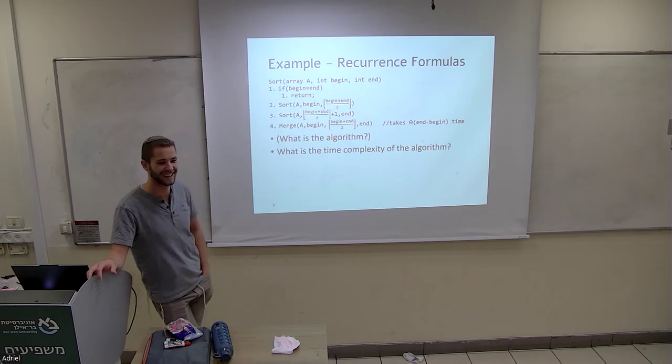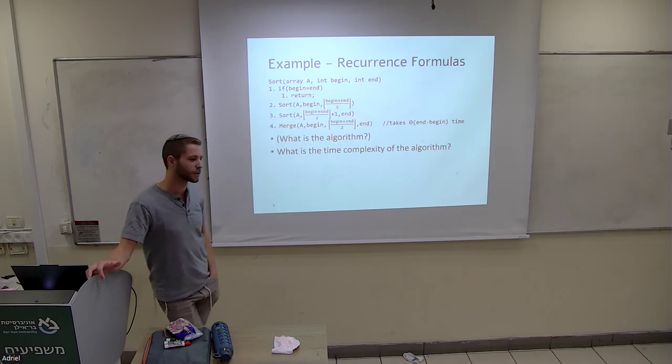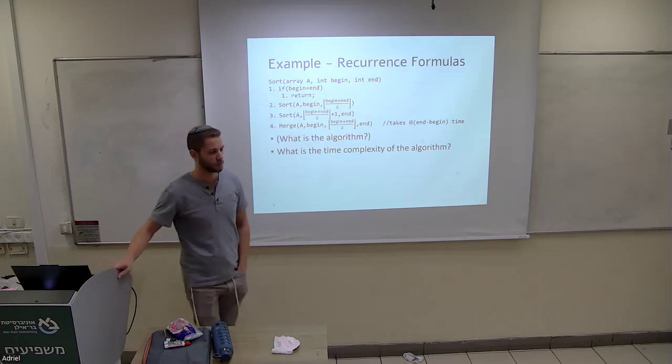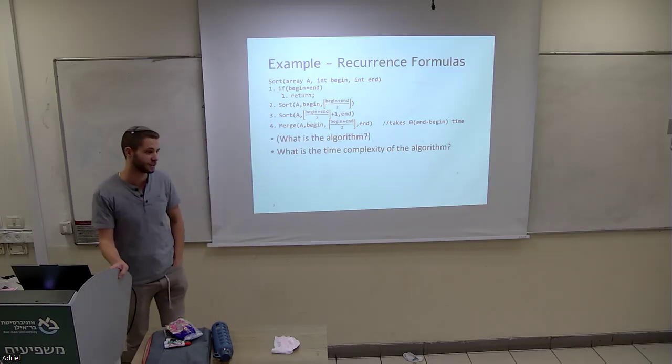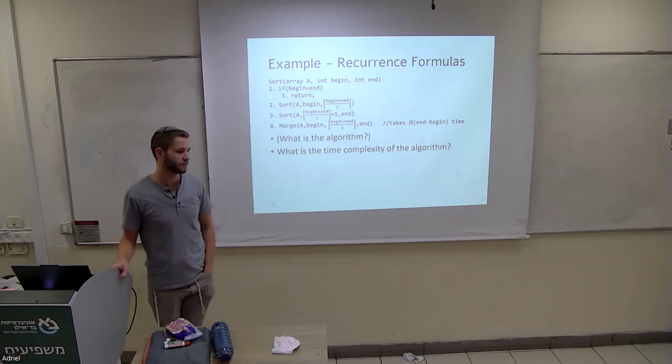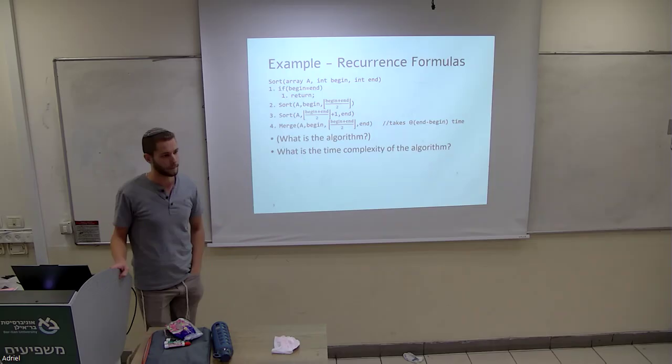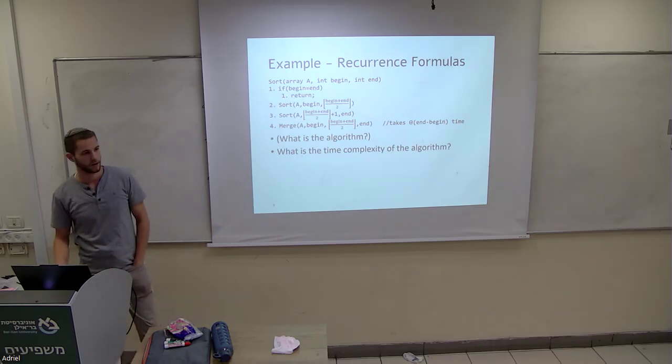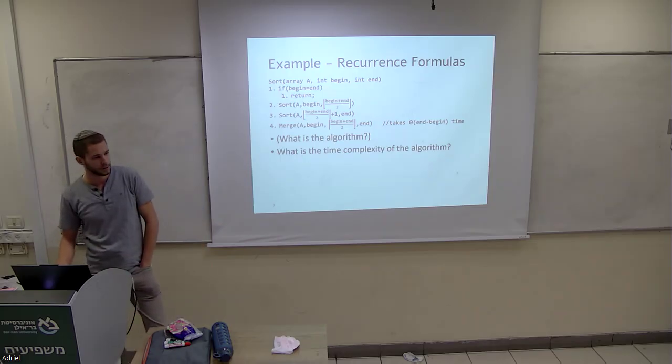We draw a recursion tree, and we have log n layers. Every node, the sum of the times for the nodes for every layer is n. So we have n work per layer and log n layers. All right, so we're going to do that formally.